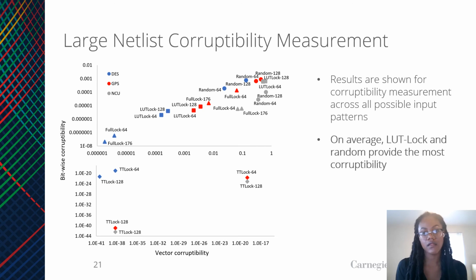And so random and LUT-lock provide the most corruptibility because the effect of the lock is more spread out within the circuit. While for TT-lock, the effect of the lock is focused on corrupting only a small subset of input patterns. And then full lock falls in the middle because the structure of the Benes network is more centered on corrupting a subsection of the circuit.